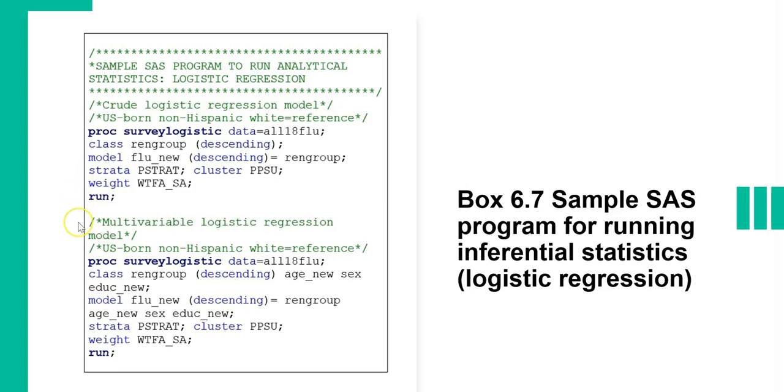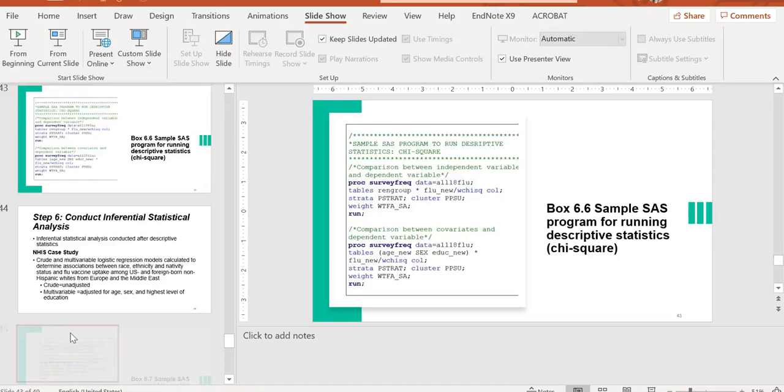Then this next section includes the multivariable logistic regression model. Here we have added to the class statement our age, sex, and education variables. They are also included within the model statement, and it includes the same stratum, cluster, and weighting variables. So let me show you how to run that in SAS.